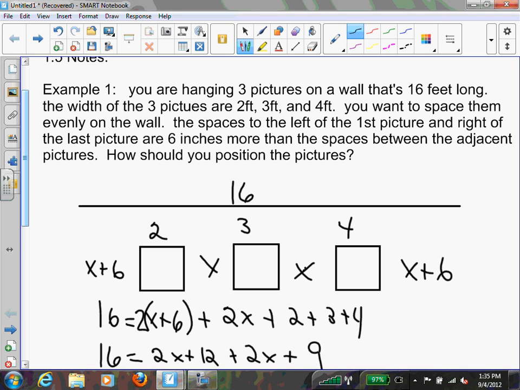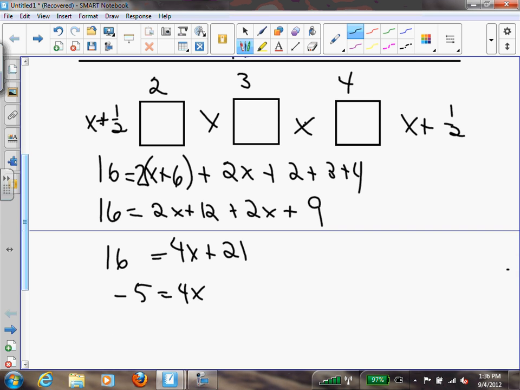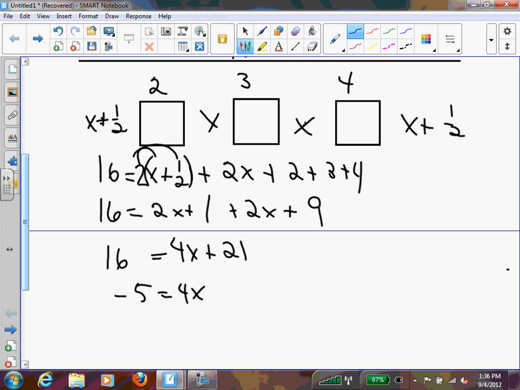Oh. Inches into feet, right? So how do I say 6 more inches if I want to keep it all in feet? Plus a half, exactly. So you need to make sure that your units are all correct. So let's do a correction here. Instead of saying x plus 6 quantity squared, we're going to go x plus 1/2 quantity squared times 2, correct? And so when we distribute, then we're going to get 2x plus what? What am I going to get when I take 2 times a half? 1. Good.